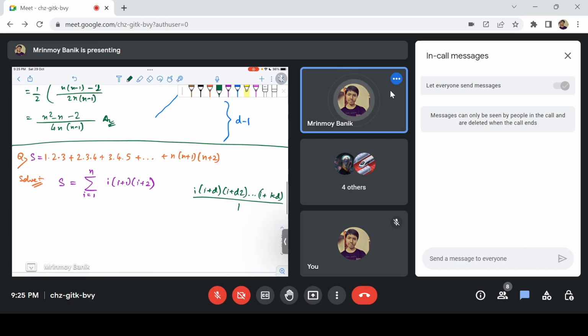You have to divide and multiply with the outer boundaries. Like, what is the term before this that is missing? This is, of course, I minus d. And what is the term after this that is missing? This term is I plus k plus 1 d.